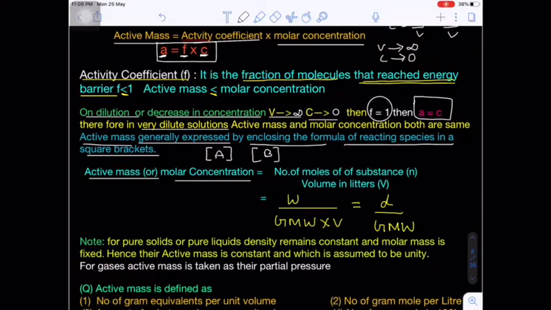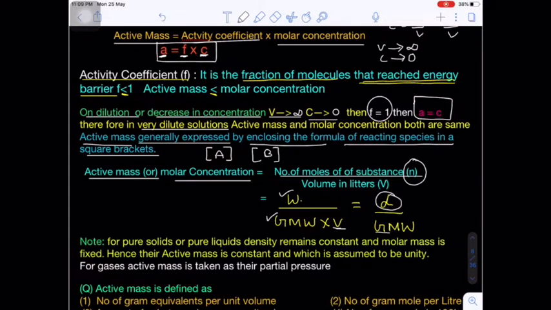How to find the molarity? Number of moles of a substance divided by volume of the solution in liters. Number of moles N, volume V, so N by V. Now, what is the formula to calculate the number of moles? Given mass upon molar mass, divided by volume. Do you know weight upon volume is equal to density?